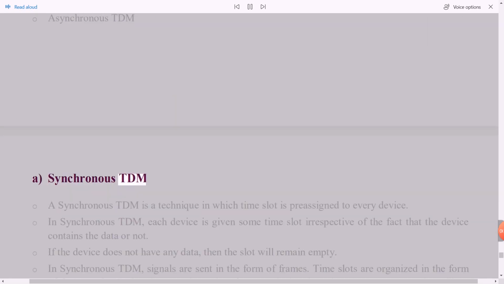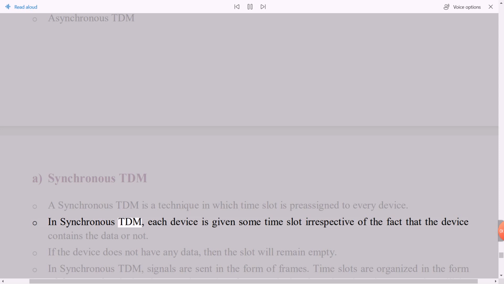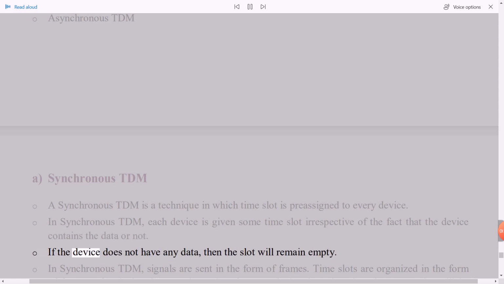Synchronous TDM. Synchronous TDM is a technique in which time slot is pre-assigned to every device. In synchronous TDM, each device is given some time slot irrespective of the fact that the device contains the data or not. If the device does not have any data, then the slot will remain empty.